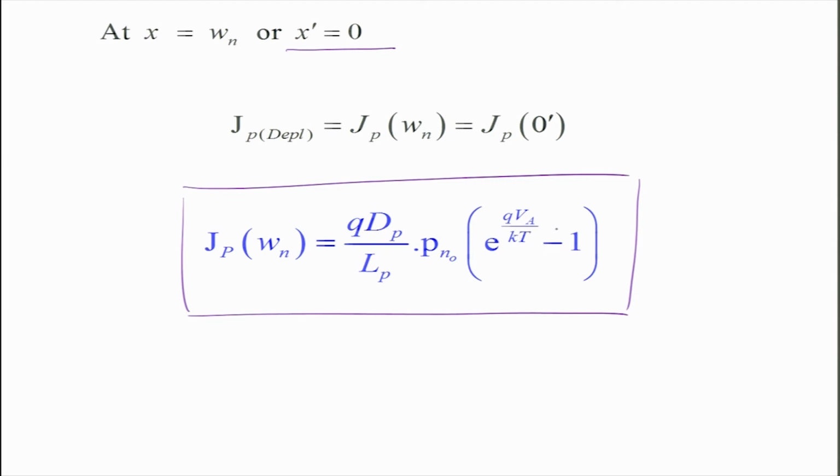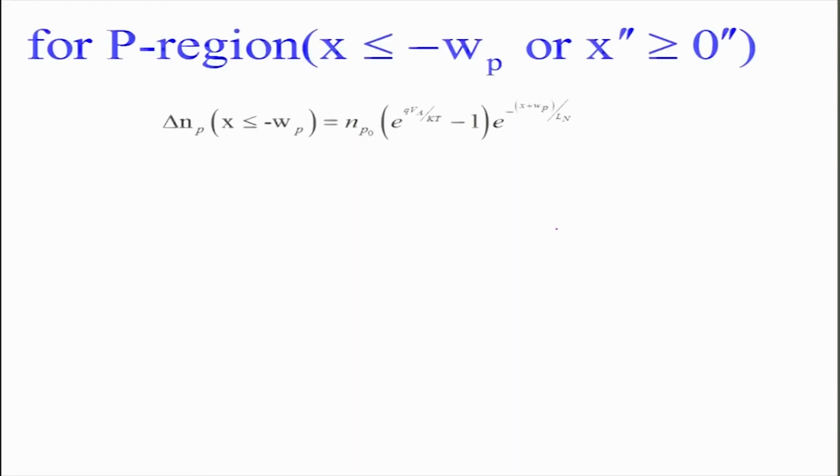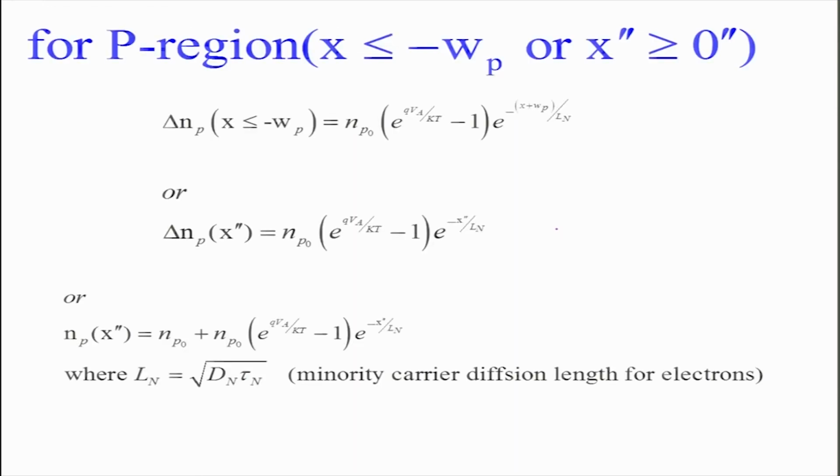If you do the same analysis, you can get the electron current as well. I am not going to go through that, but if you do the same thing, you get an expression for the whole current. So this is what the whole analysis is. You can look at these slides later on because they will be available. Basically, you are doing this for the bulk region of the p side, which means x smaller than or equal to minus Wp.